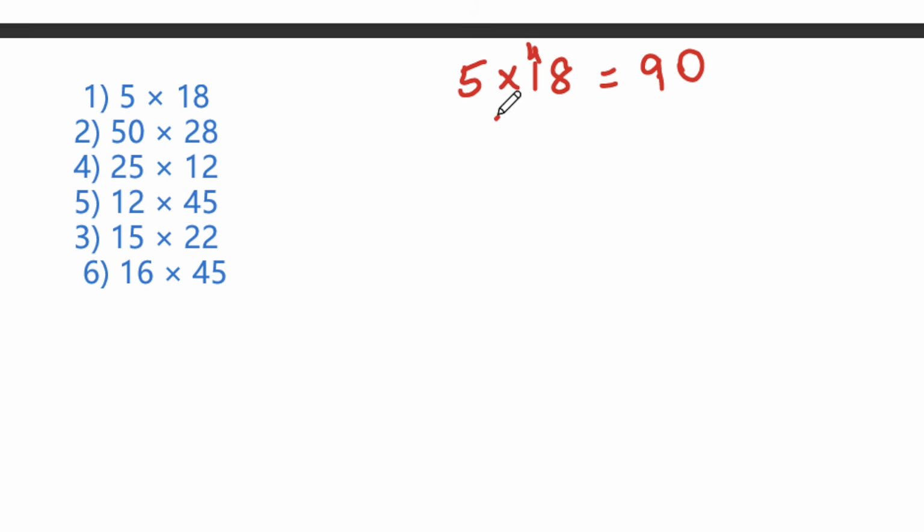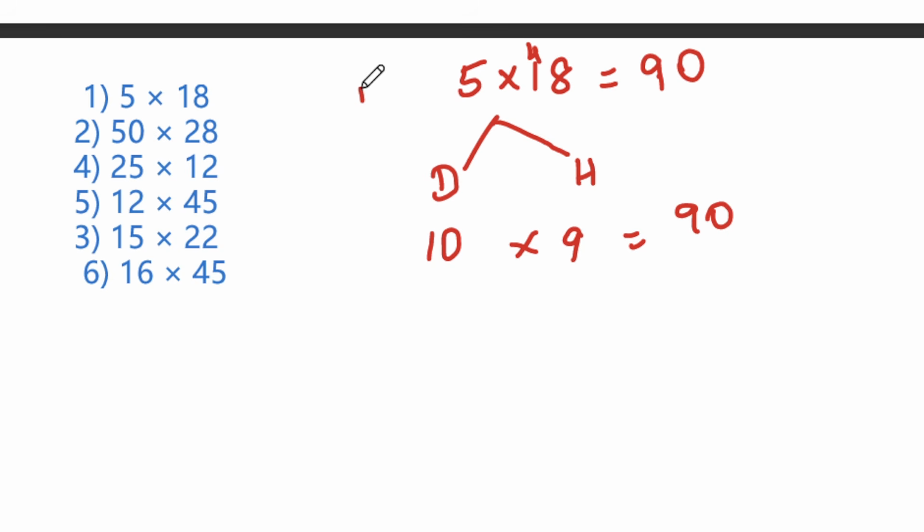So let it be. So first I'm going to double the 5. So I'm going to put D for double and H for half. So if I double, what I'm going to do is 5 plus 5, I'm going to get 10, and half of 18 is 9. So 10 into 9, again I'm going to get 90. Okay, this is the first sum. Okay, so next we have the second sum.